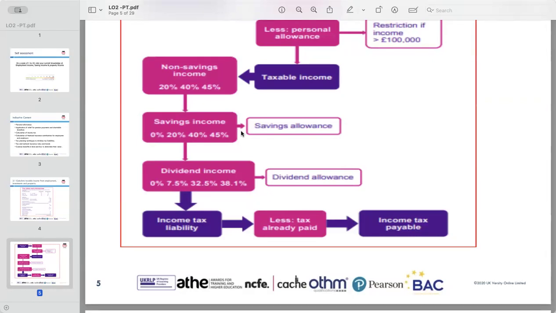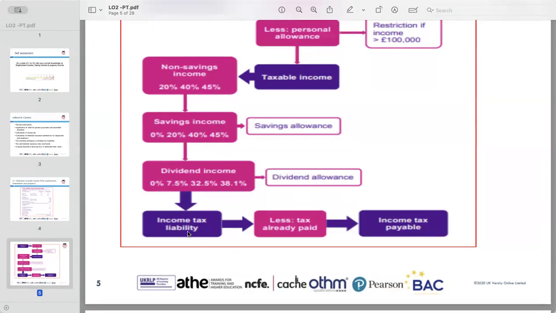There are different tax bands and rates for dividend income, ranging from 0%, 7.5%, 32.5%, then 38.1% for income in the highest tax band. Then tax liability: the total income tax liability is calculated by applying the appropriate tax rates to the taxable income from various sources.